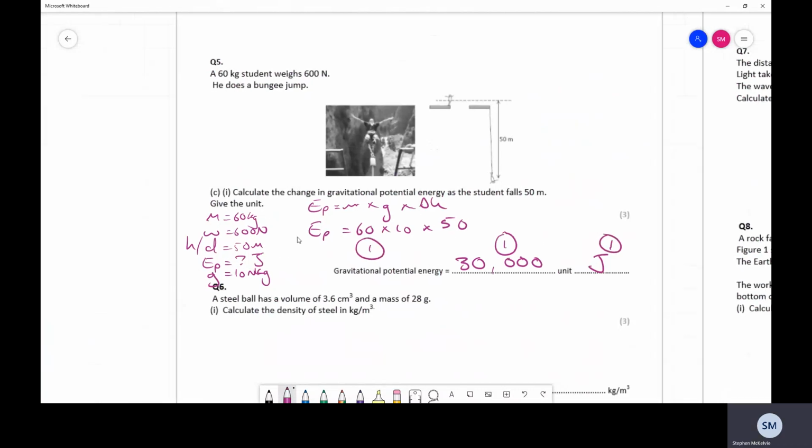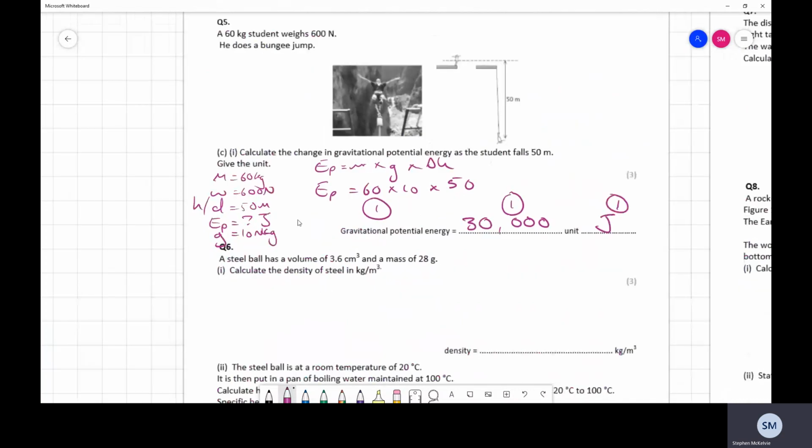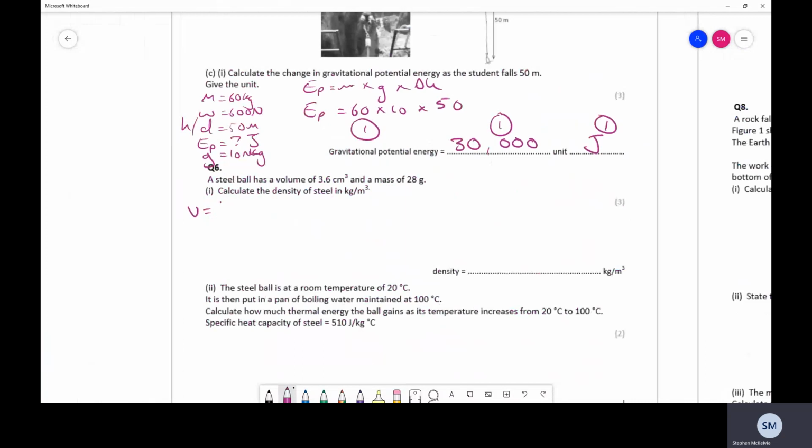Steel ball has a volume of 3.6 centimeters cubed. Volume is equal to 3.6 centimeters cubed. Do I need to turn this into meters cubed? Yes, I do. That's going to be really, really fun. And a mass of 28 grams. Mass is equal to 28 grams. Do I need to turn that into kilograms? Why, yes, I do. Look at these units. They want them in kilograms per meter cubed. Calculate the density of the steel in kilograms per meter cubed.